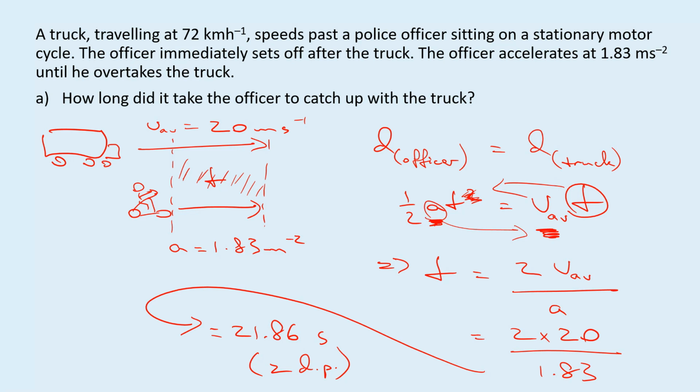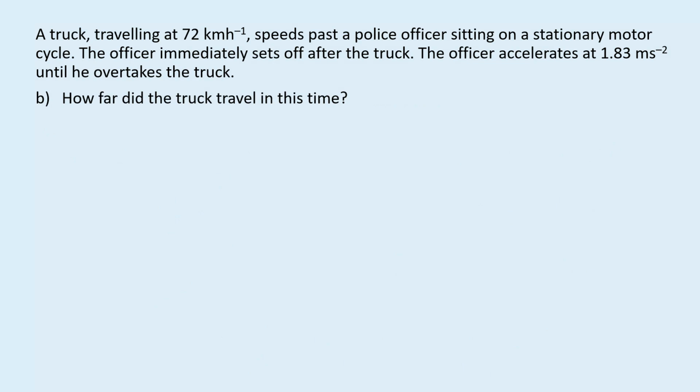Alrighty. Now we have another part to this question. How far did the truck travel in this time? Well, we've actually done the tricky part. Just getting our head around what's going on and realizing that, oh, wait, we need an equation from the officer to match an equation from the truck in terms of the distance. So we've got our 2 equations and we combine them and then we rearrange to find t. That was actually the tricky part because now we're just asked for the distance that the truck traveled.